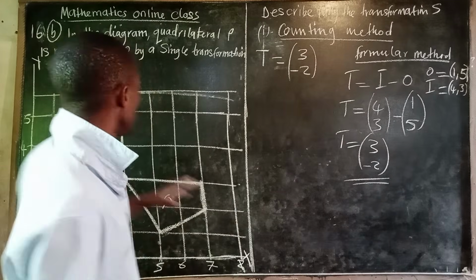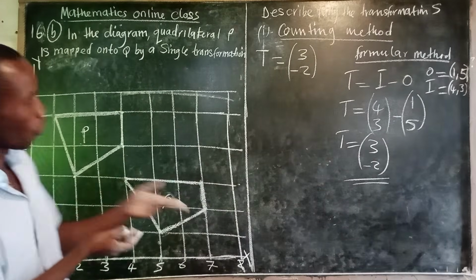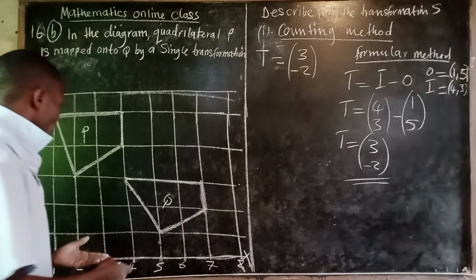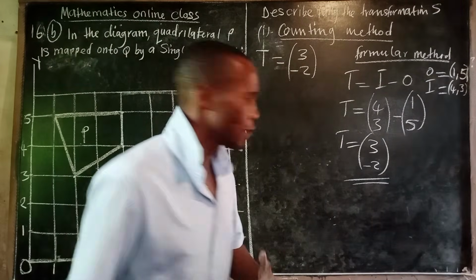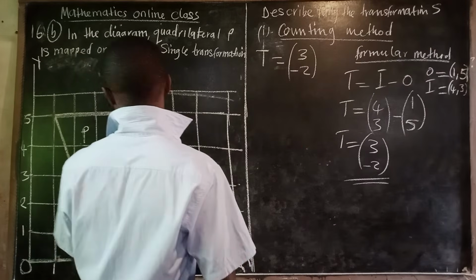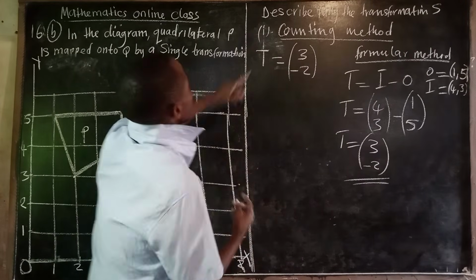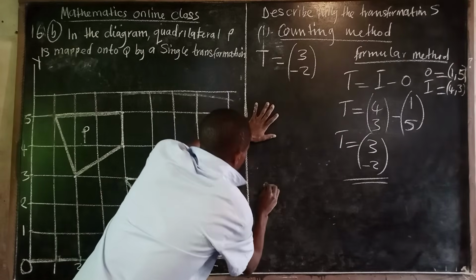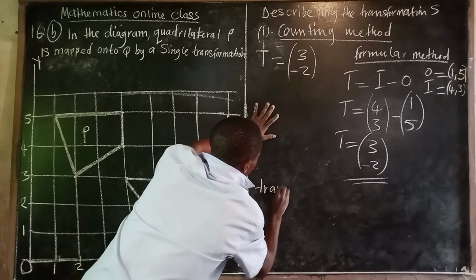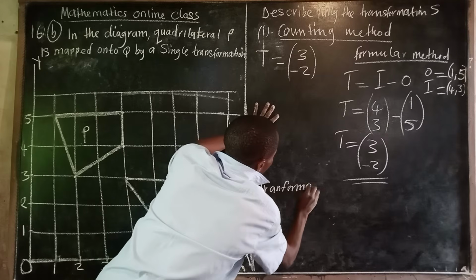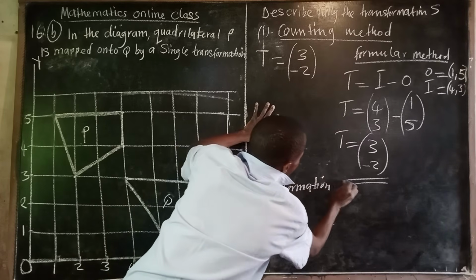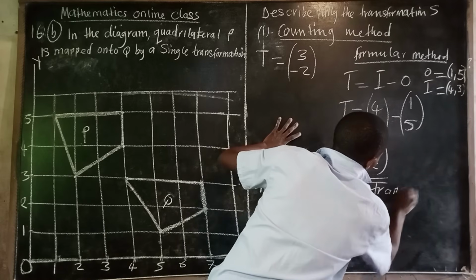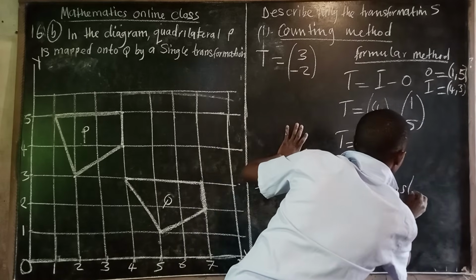So if you want, you can use the counting method like what we did, or use the formula method to get the same answer. After you have known the translation vector, you are now stating the answer. They are saying describe fully the transformation S. So transformation S is a translation.